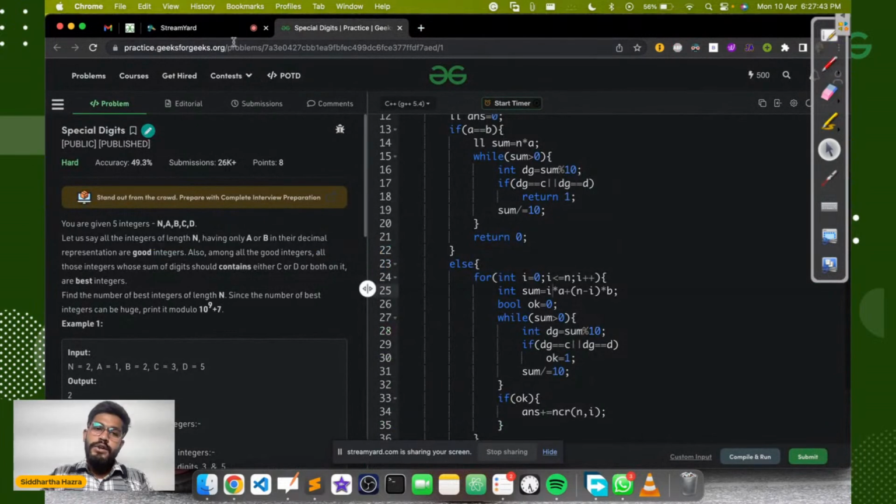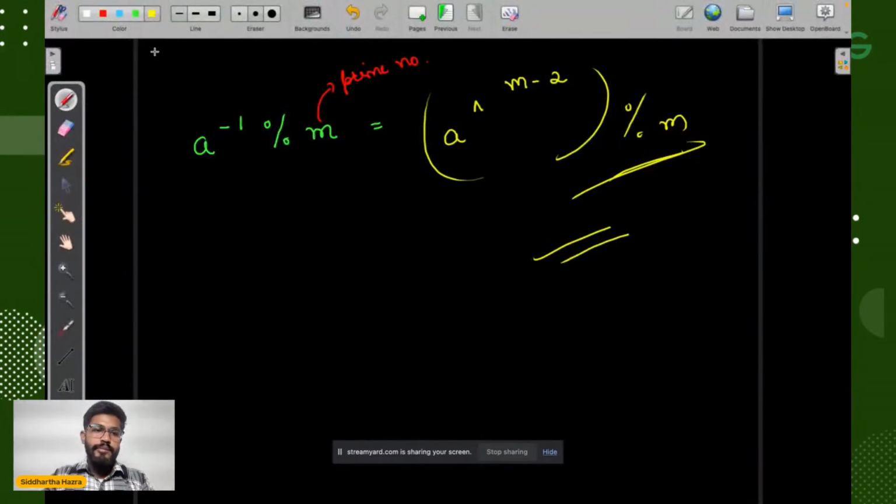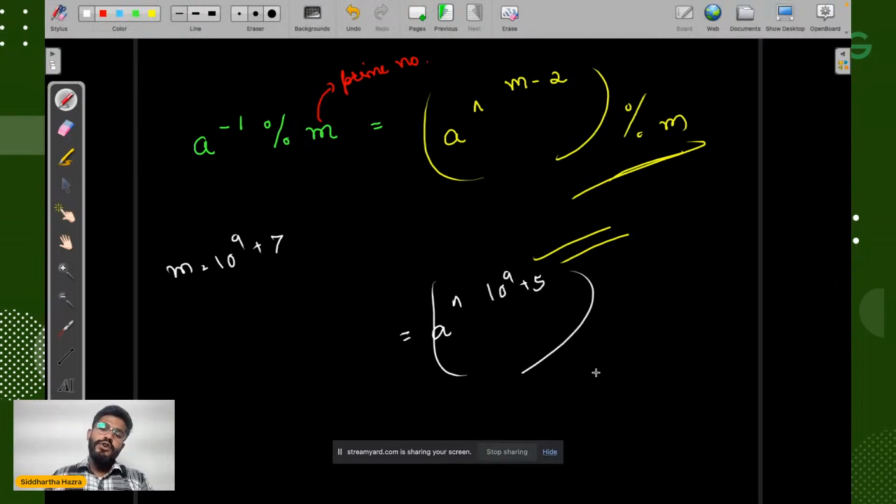So as you already know, the value of M here is 10 to the power 9 plus 7. So M minus 2 would be A to the power 10 to the power 9 plus 5. So A needs to be powered up to a very large value, 10 to the power 9 plus 5. So we can't do this in the normal way.